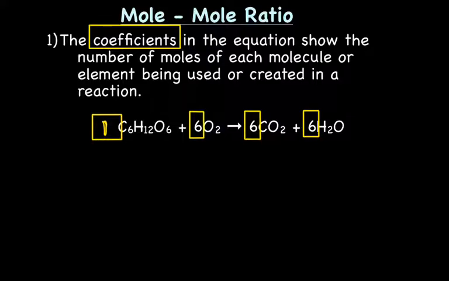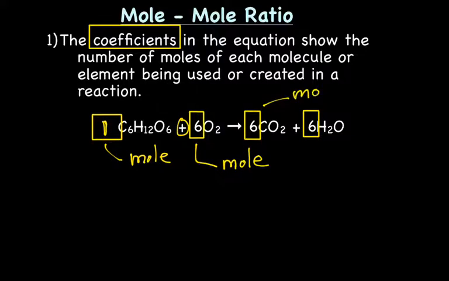Okay, so you could say that for every 1 mole of glucose, C6H12O6, and, sorry, 6 moles of oxygen. So for every 1 mole of glucose and 6 moles of oxygen that we mix together, we know we're mixing them together because there's a plus sign there, we produce or make 6 moles of carbon dioxide and 6 moles of water. Okay, so those coefficients have an invisible unit, and the invisible unit is a mole.